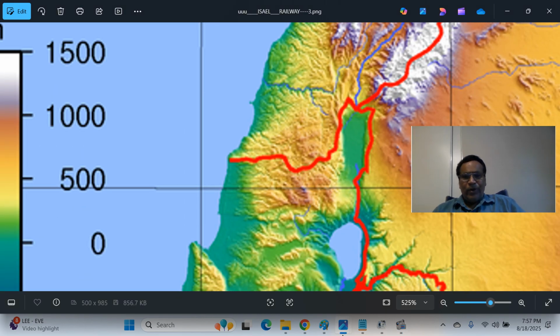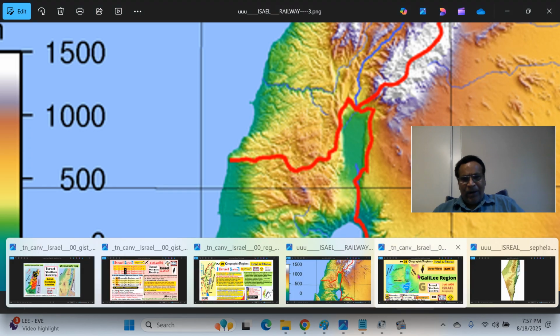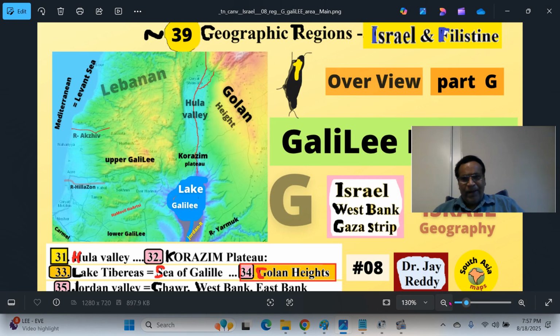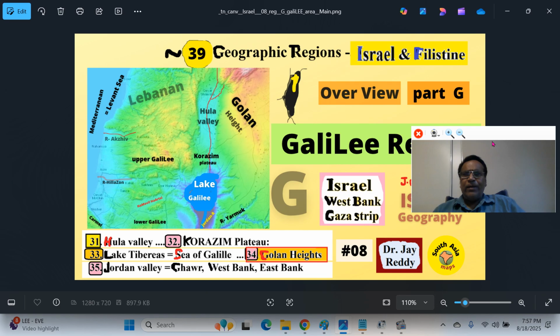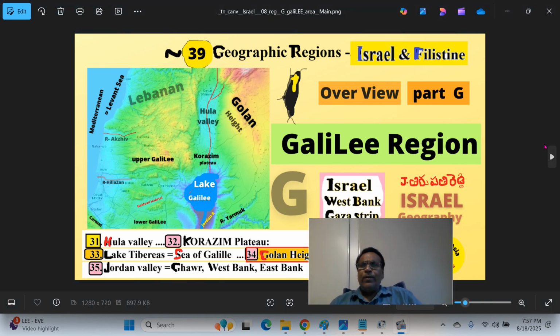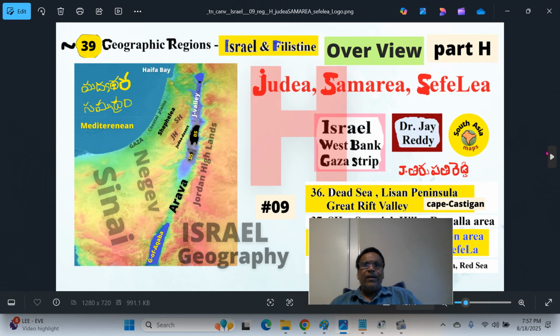And so that's what I talked about today, the Galilee region. In the next presentation, we'll be looking at the Judea and Samaria regions and the Shephelah and Piedmont regions.